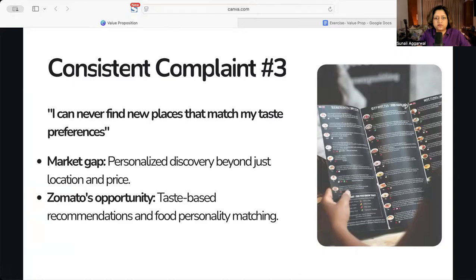I can never find a new place that matches my taste. So this was a gap. Taste based recommendations and food personality matching is what Zomato came up with.